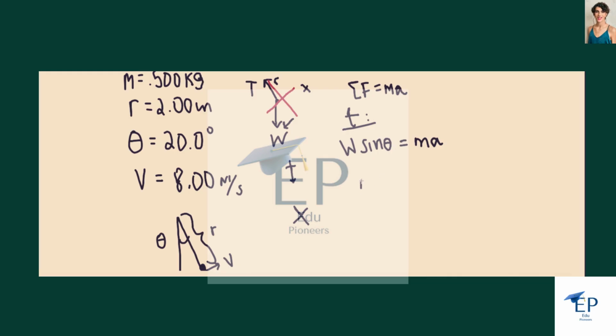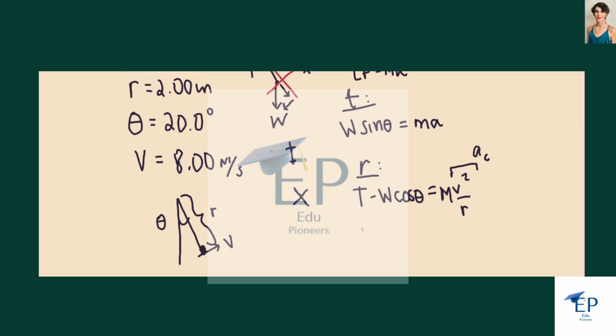And now we want to do the radial direction. And so we want to do the sum of the forces. Let's say that up is positive. So then we have the tension in the rope, and then we want to subtract out the weight because there's the vertical component of the weight, and that's going to be weight cosine of theta. And we want to set that equal to ma, and we know a is centripetal, so it's going to be v squared over r. So that is our AC.